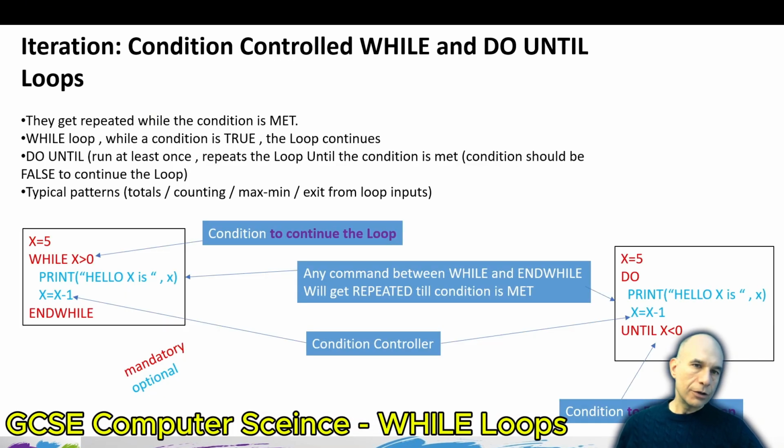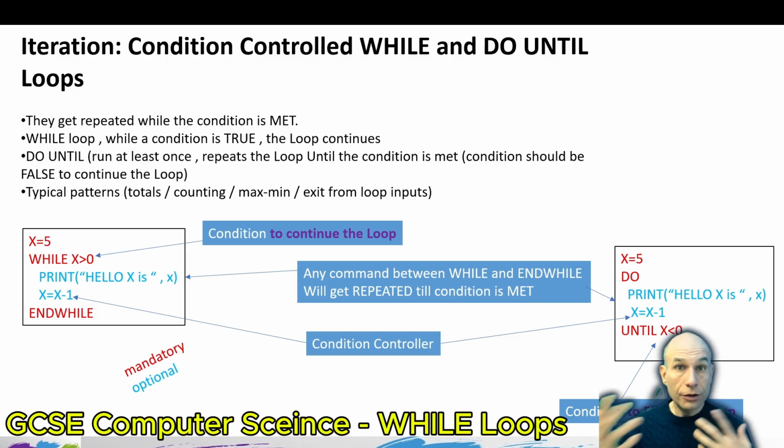So in today's lesson we are going to talk about iteration, the condition controlled loops, while and do until loops. This is different from the count controlled loops, because in count controlled loops we know exactly how many times we need to repeat, but in these condition controlled loops we don't know exactly how many times we have to repeat. Based on a condition that we create inside these loops, the program will run that loop until that condition is met. So they get repeated while the condition is met.